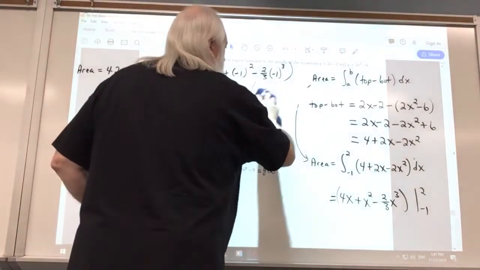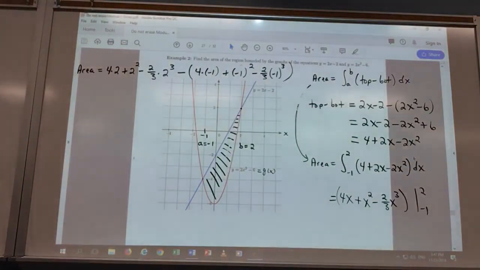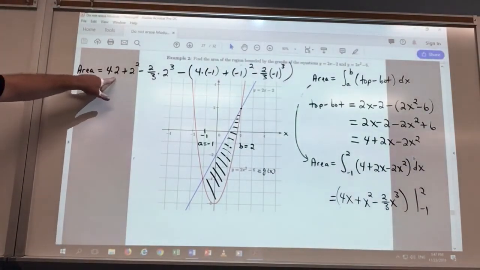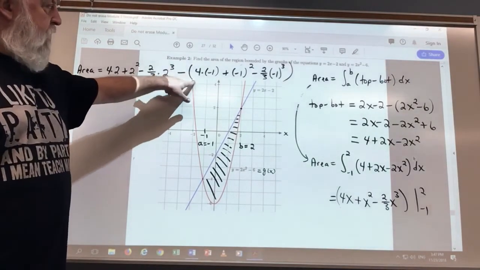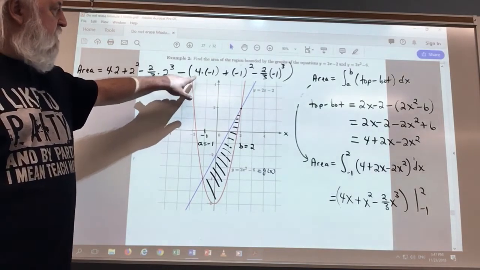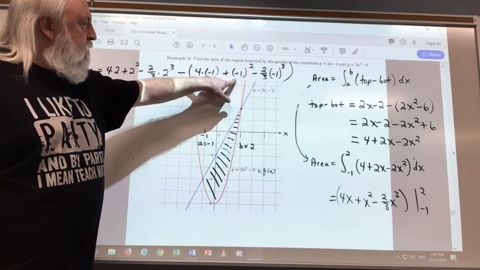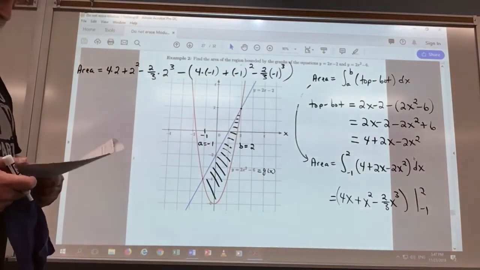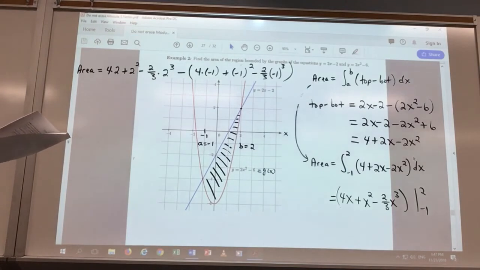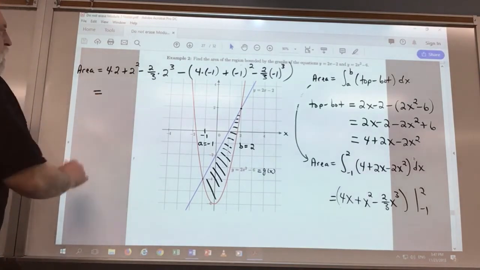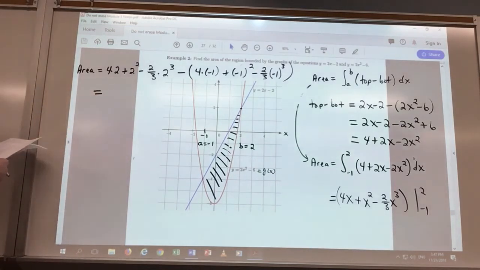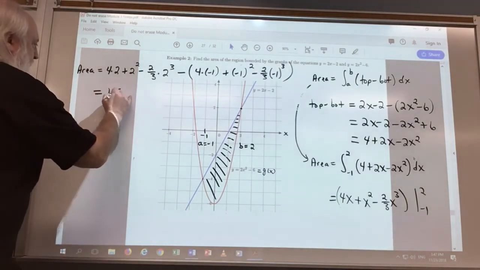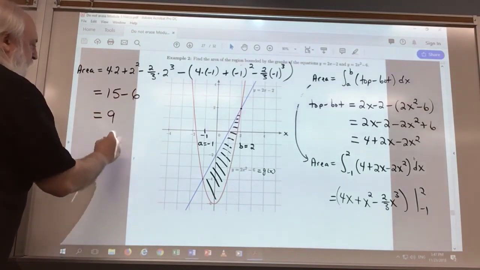That's a lot going on right there. So we put in the upper limit of integration, 4 times 2 plus 2 squared minus 2/3 times 2 cubed. Then we subtract, putting inside the parentheses the lower limit of integration, 4 times minus 1 plus minus 1 squared minus 2/3 times minus 1 cubed. Now you have to do all that arithmetic and hope that you don't make a mistake. When you do, somewhere along the line you end up with 15 minus 6, which is equal to 9.